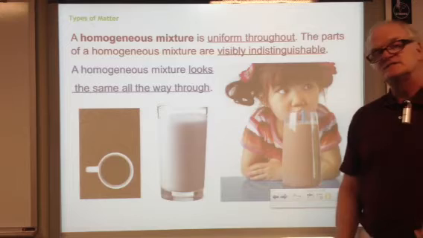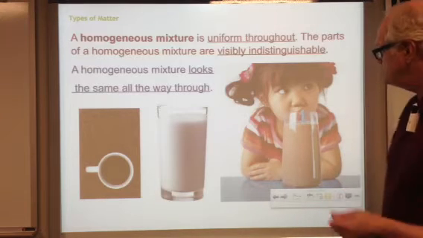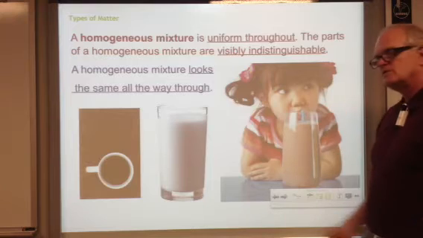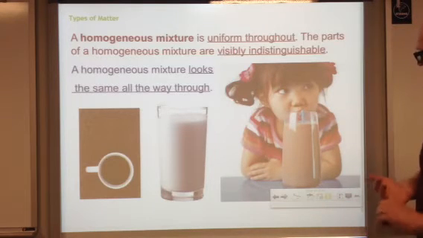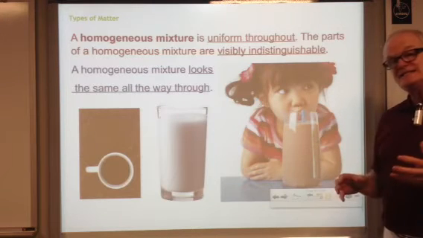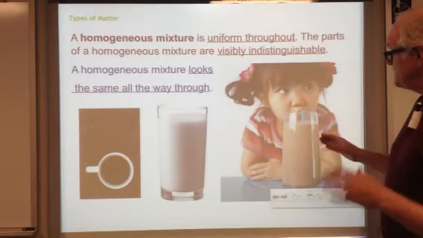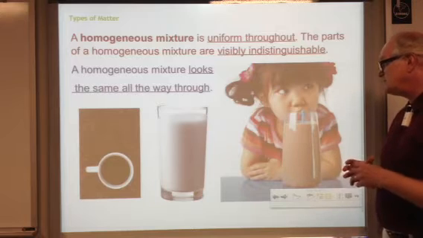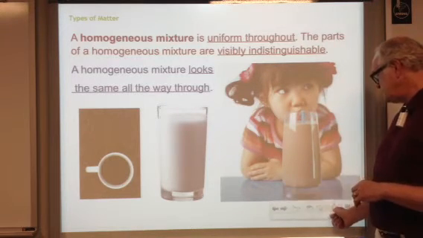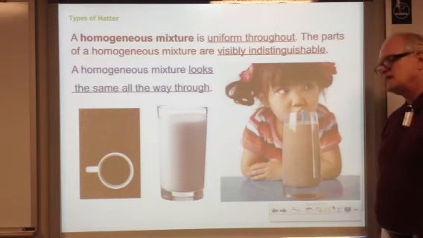Chocolate milk. We know at some point in time somebody had to add the chocolate to the milk, whether it was this little girl or her mother or the people at the milk processing plant. The chocolate milk didn't come out of the cow that way, so somebody mixed in the chocolate. And this milk looks the same at the top as it does at the bottom, same on the left as it does at the right.